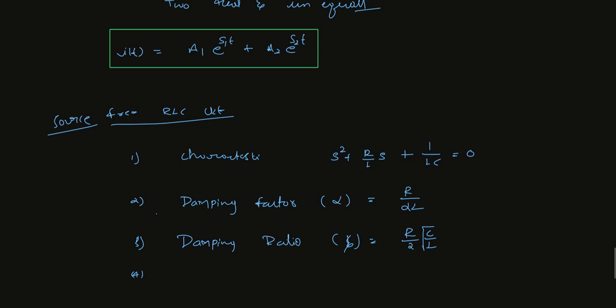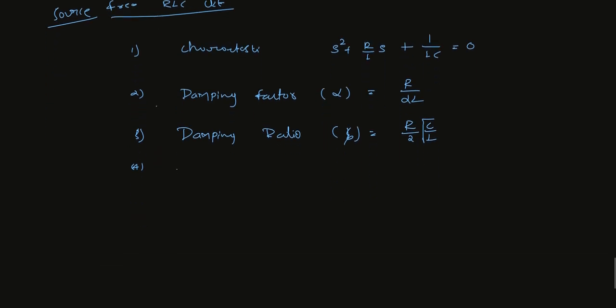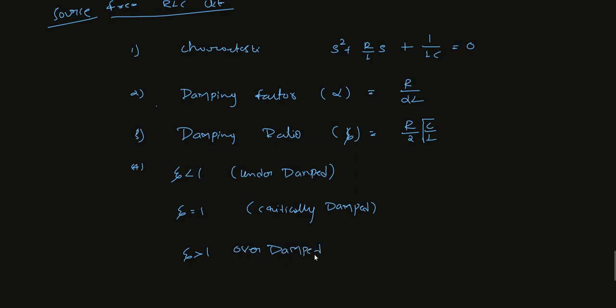And fourth one, so for the different conditions, for underdamped system, zeta is less than 1, that is underdamped system. If zeta is equal to 1, that is critically damped system. And zeta is greater than 1, that is overdamped system. Okay, I already explained what these underdamping and overdamping are.